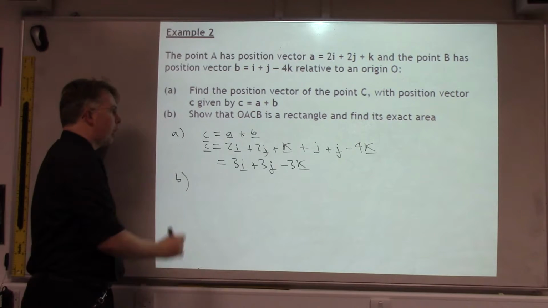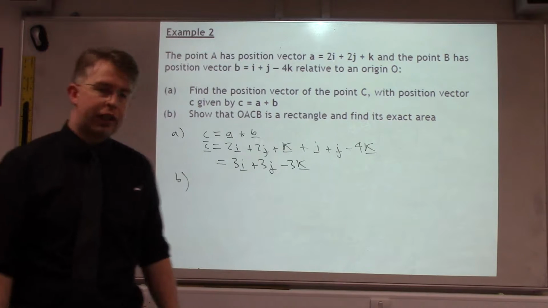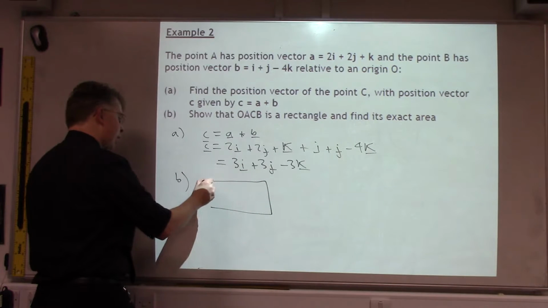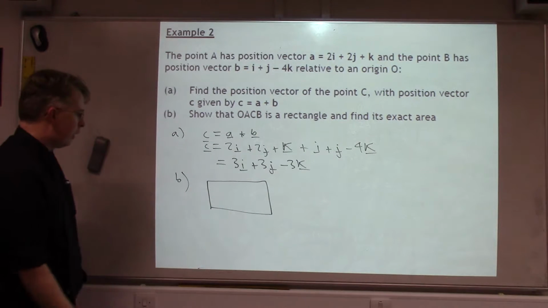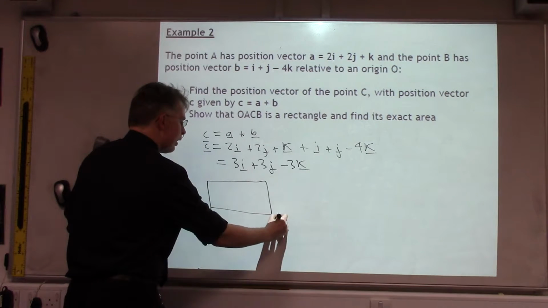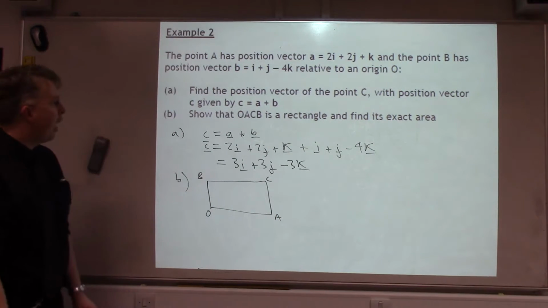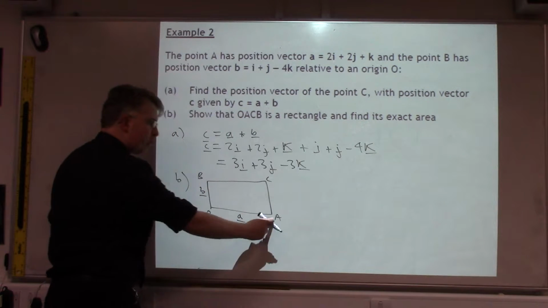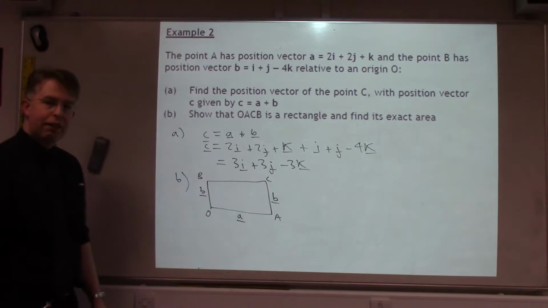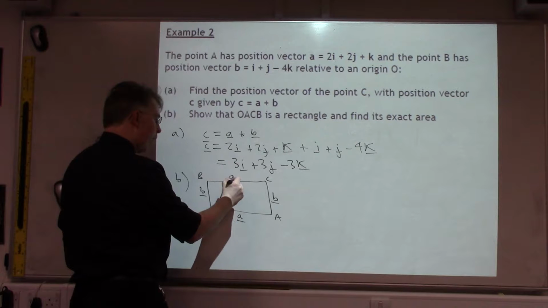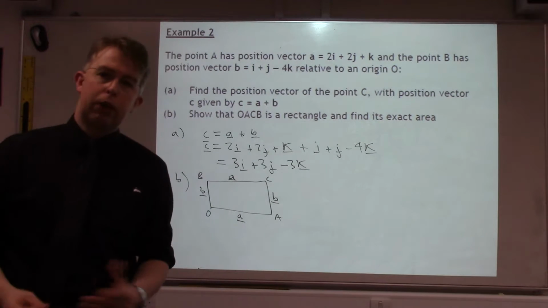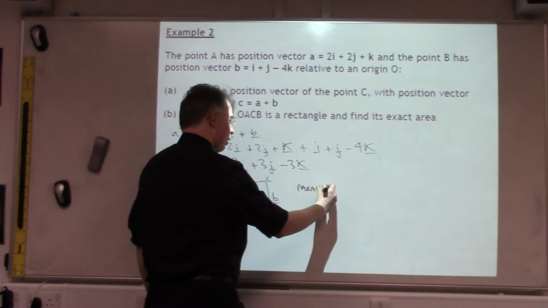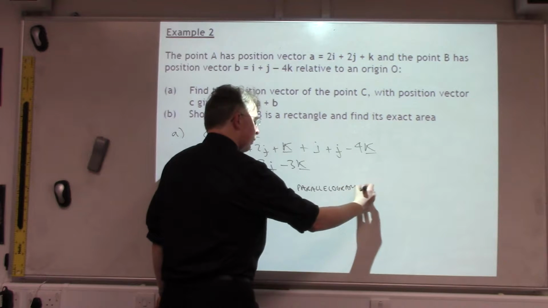Now the next part, we're to show that OACB is a rectangle and find its exact area. When we draw a sketch, we'll draw it as if it already is one. So we've got O, A, C, B. O to A is the vector A. O to B is the vector B, but by virtue of how we created C, A to C is vector B, and B to C is vector A. So at this point, we've got two possibilities: it's either a parallelogram or a rectangle.